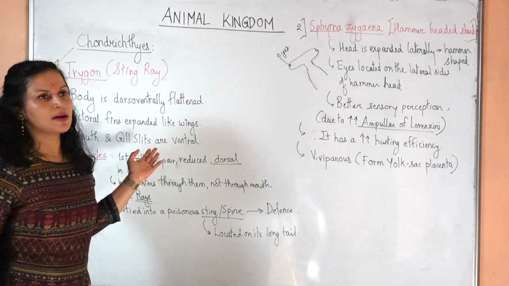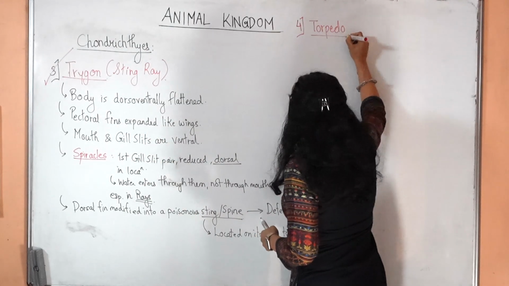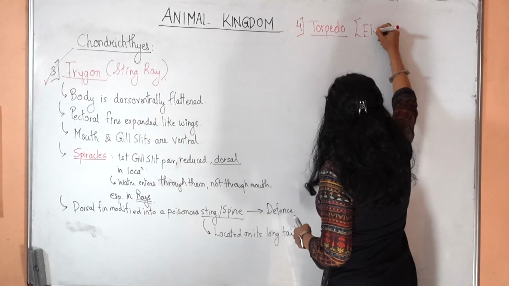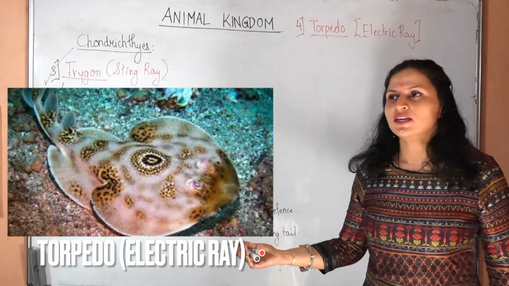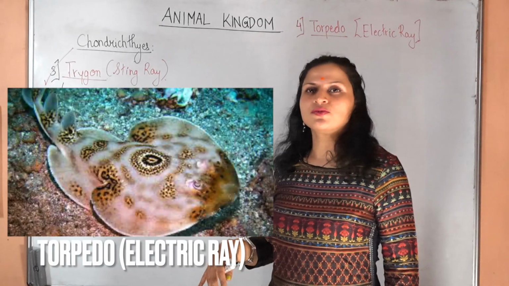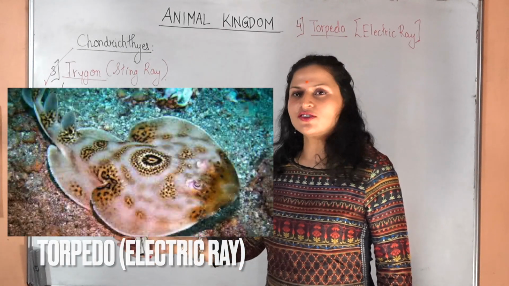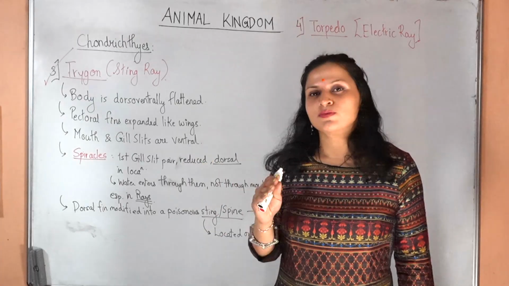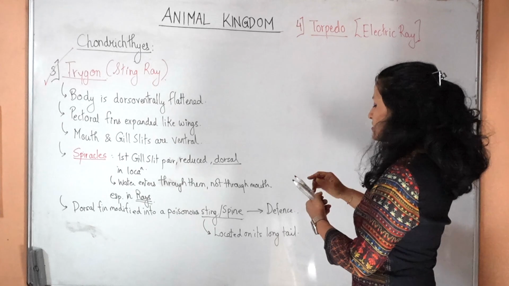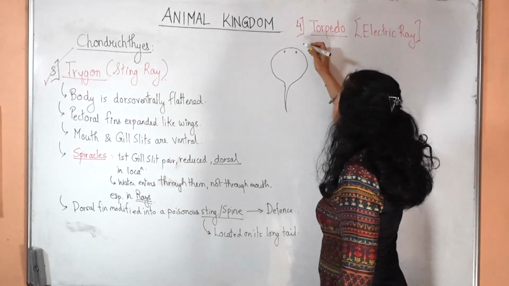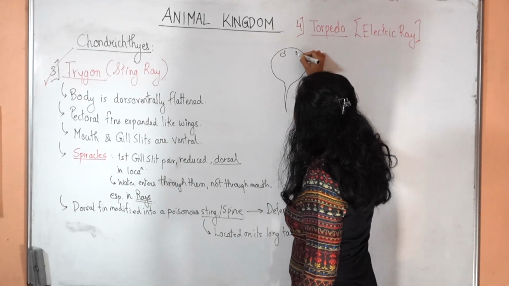Let's move on to another type of ray, torpedo. Torpedo, also called the electric ray. This will also look almost like the stingray if you are at an aquarium, and if you are able to tell the difference between a stingray and an electric ray, then bravo, you should be proud of yourself. What's the difference between the stingray and the electric ray is that in case of the electric ray, these will be the spiracles under their eyes.